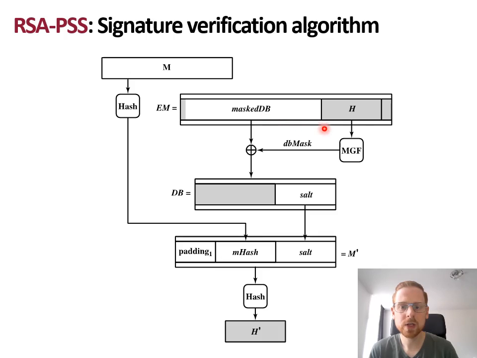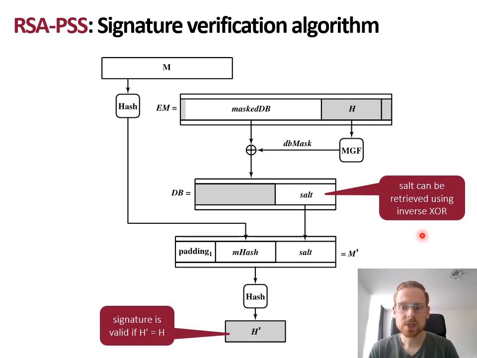The masked dB value can be combined with the MGF output of our hash value H using XOR to obtain our padding plus salt. We need this salt to calculate the verification hash value and ensure that it's the same as H. So the salt can be retrieved by using XOR, as the XOR operation is invertible.